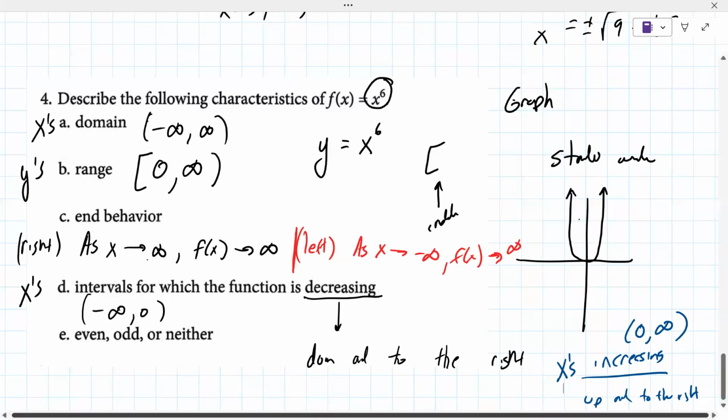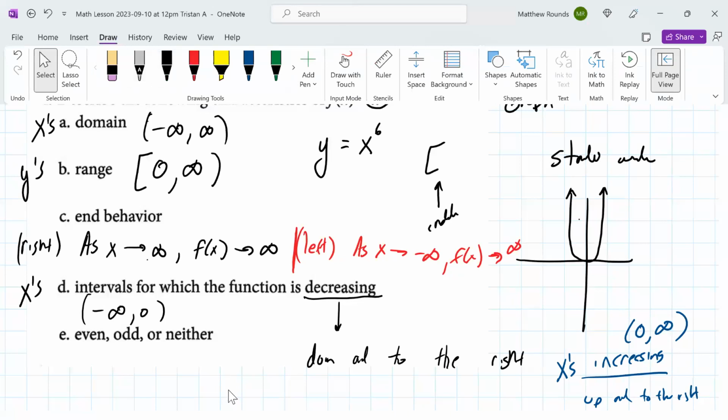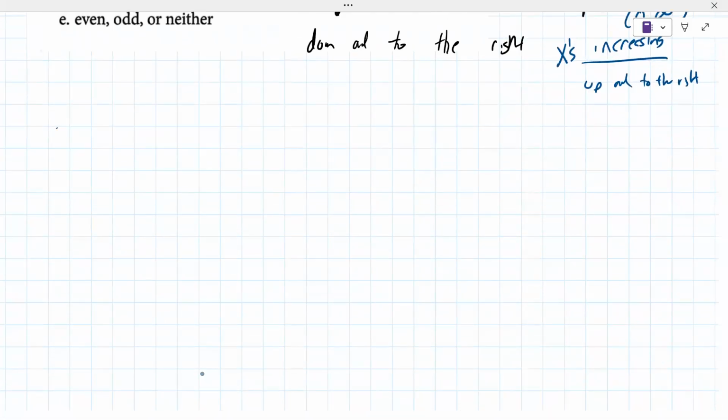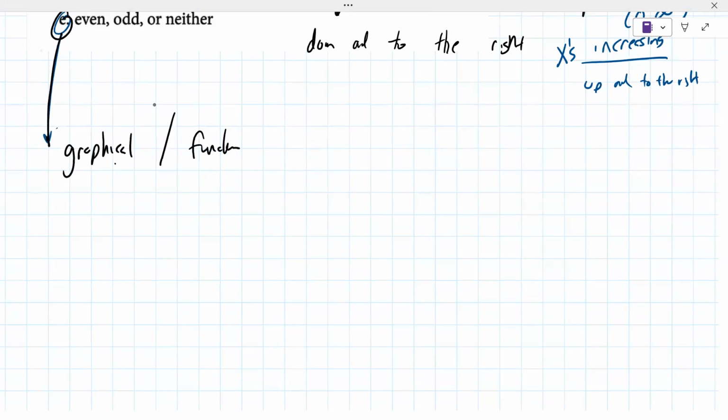Any other questions on that before we go to even, odd, or neither? Okay. So there's a few ways to do even, odd, or neither. There is the graphical approach, which we can do. There is the functional approach. Do you remember what you guys did in class? Most likely functional.